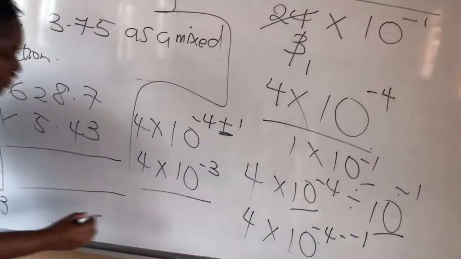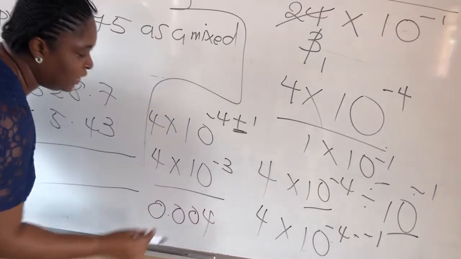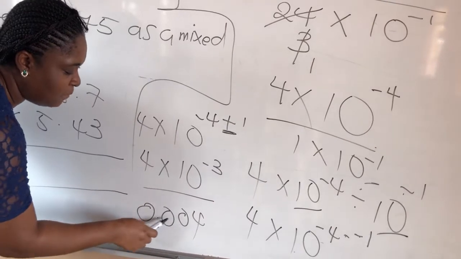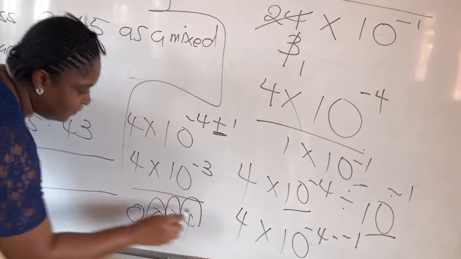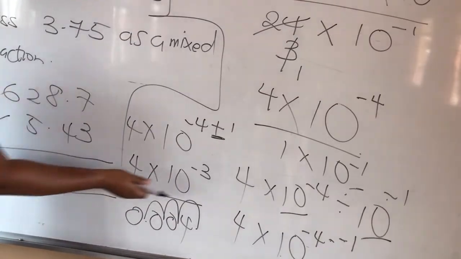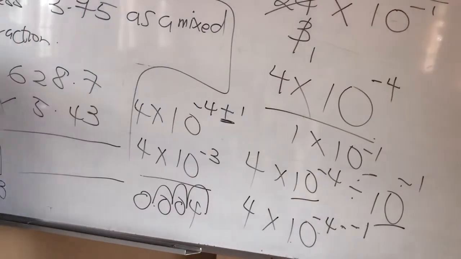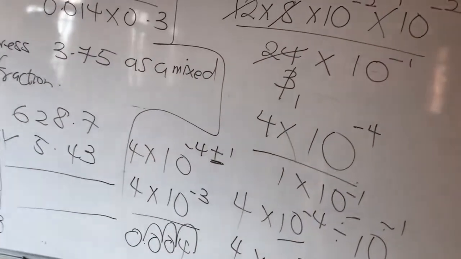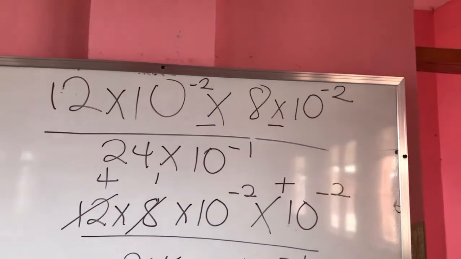Or when you finish, you can leave it at 0.004. 4 times 10 raised to the power negative 3 is the same as 0.004. Watch: 1, 2, 3 places back, you get the same as this one. So you can leave your answer like this or like this. The camera will go so that you can copy it quickly, whilst we do the next question.